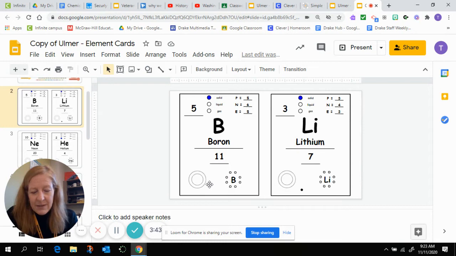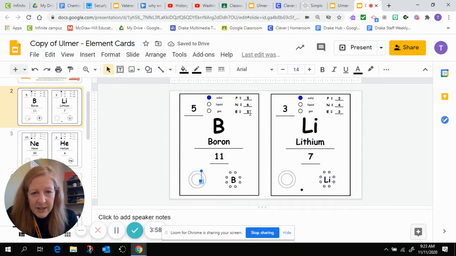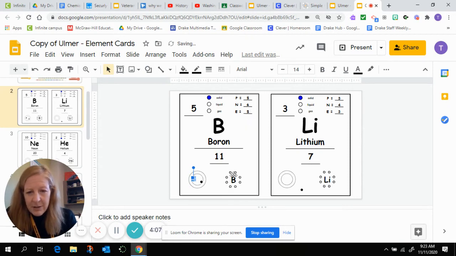Normally there's a little electron there. If you didn't get one, come over and grab it from lithium. I'm going to copy that electron and place it in the first shell. Boron has 5 electrons, so I have 2 electrons. Remember, that's the max for the first shell. 2 electrons in the first shell, and then I need 3 more. The 3 more are going to be in the outer shell.